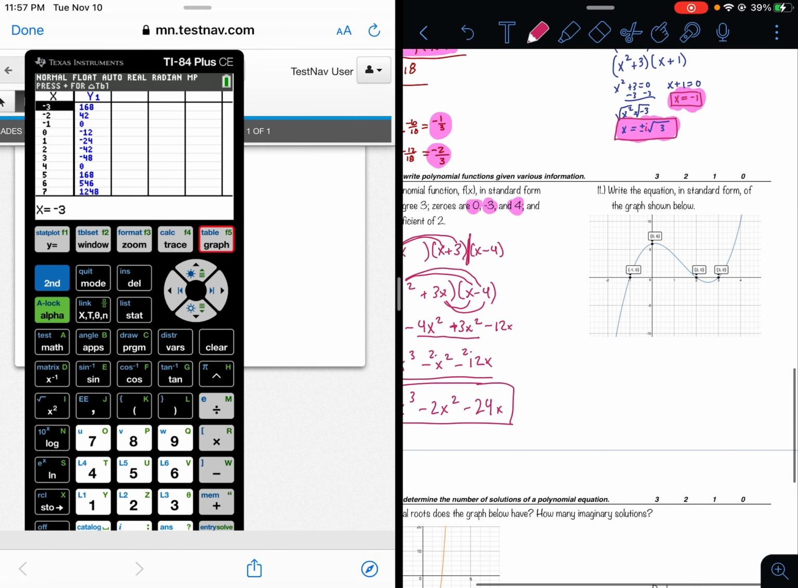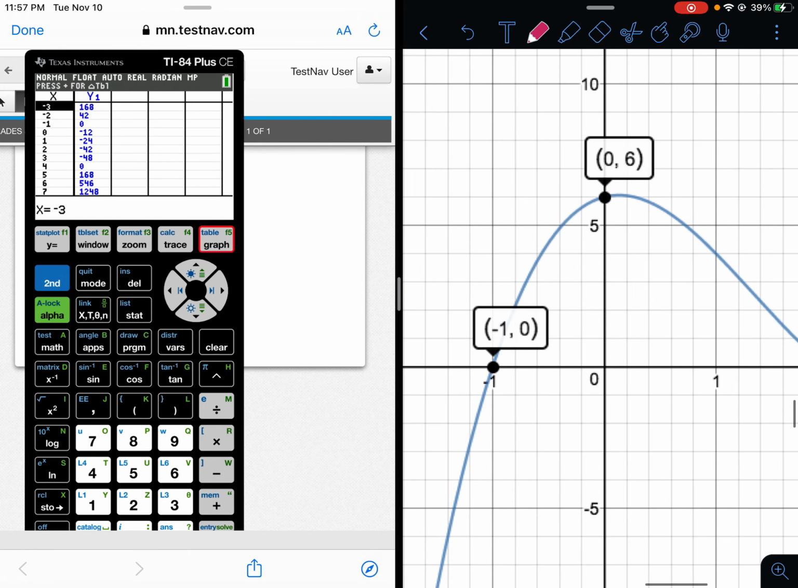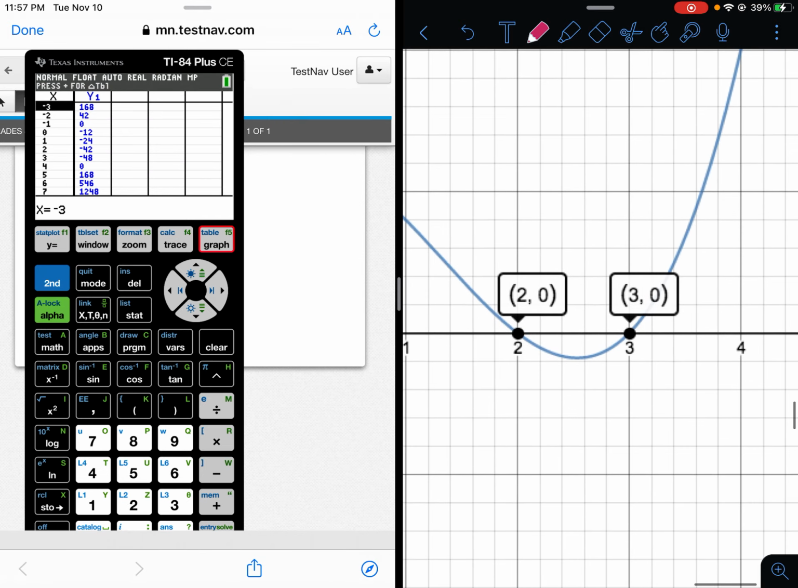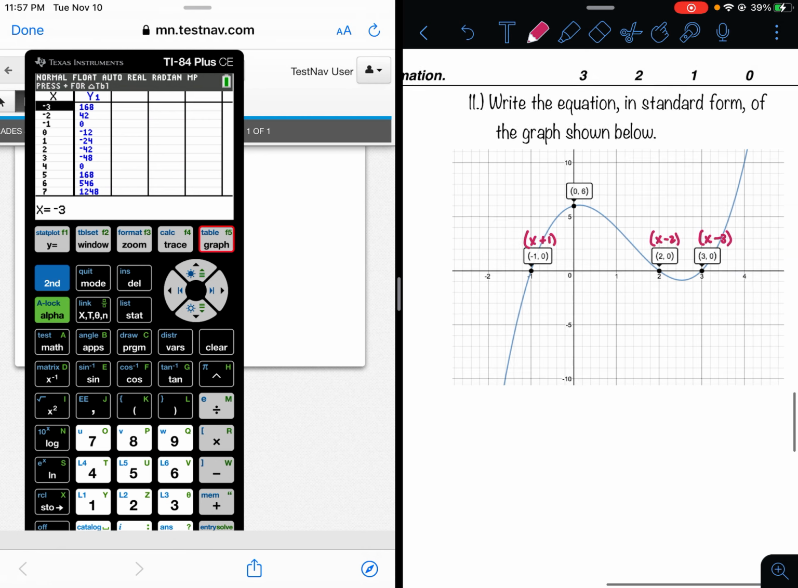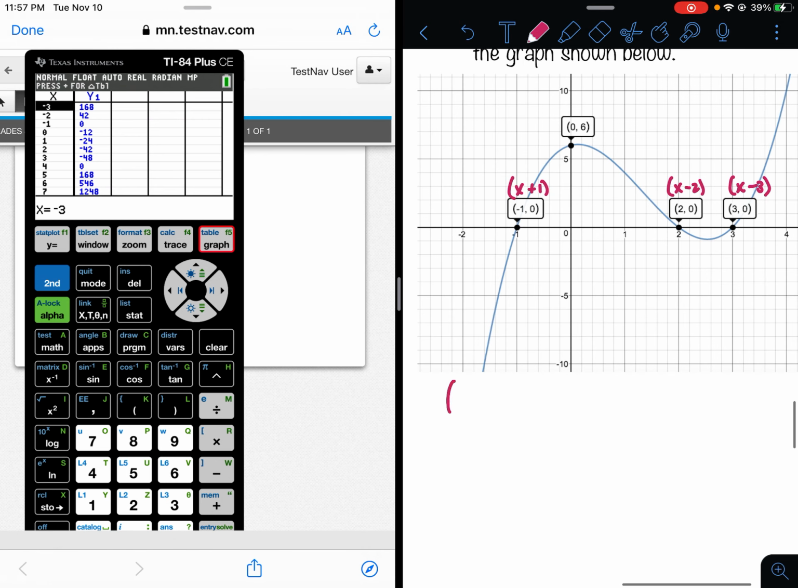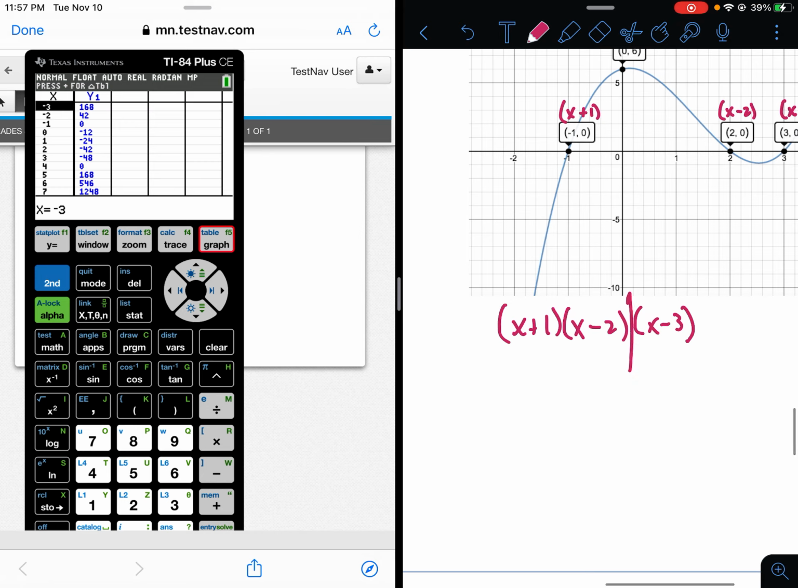We're going to do this again now with a graph. This is very similar to the problem up above. And so what we have here, since x equals -1, factored form would be x plus 1. Since x equals 2, factored form would be x minus 2. And since x equals 3, factored form would be x minus 3. And so all we do is simply multiply all those together. X plus 1, x minus 2, and x minus 3. And the same rules apply. I can only multiply 2 at a time.